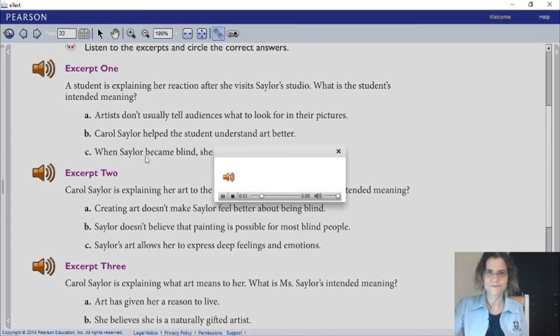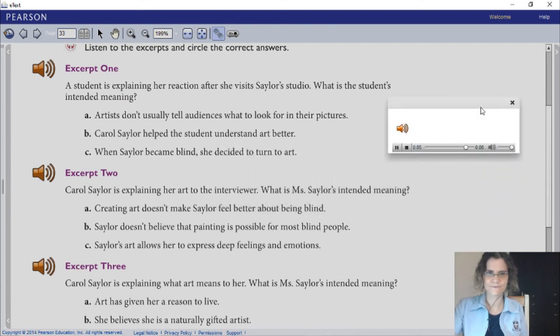She opened my eyes to that everything isn't just about what you see, it's also about what you feel. A student is explaining her reaction after she visits Sailor's studio. What is the student's intended meaning? Let's listen one more time.